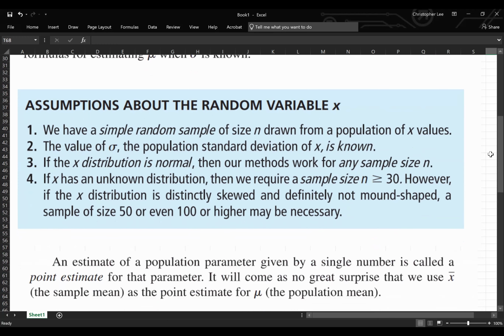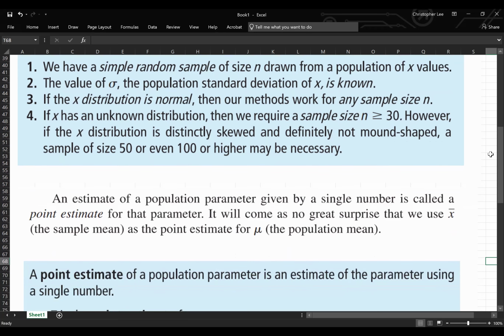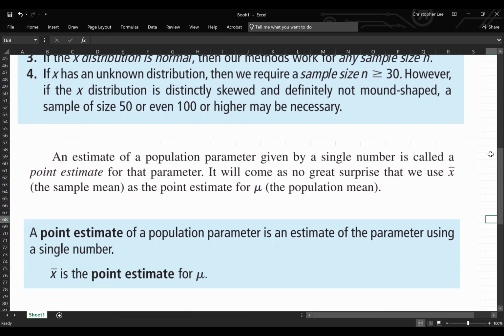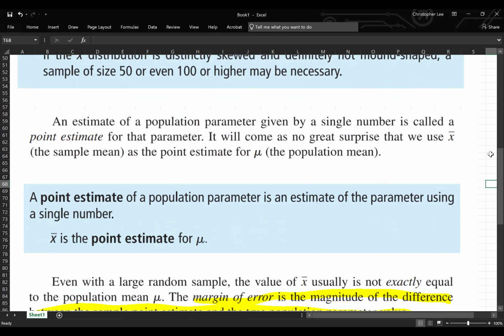An estimate of a population parameter given by a single number is called a point estimate for that parameter. It will come as no great surprise that we use X bar, our sample mean, as a point estimate for mu, the population mean. So a point estimate of a population parameter is an estimate of the parameter using a single number. X bar, our sample mean, is the point estimate for mu, our population mean.